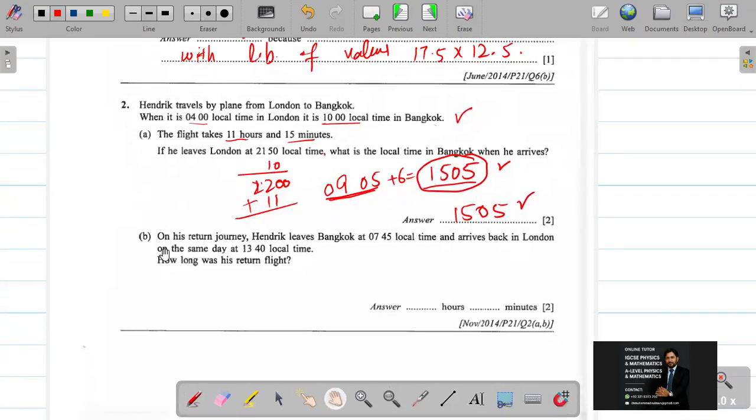Now he is saying that on his return journey, Hendrik leaves Bangkok at 7:45 in the morning local time and arrives back in London on the same day at 1:40, local time. How long does he take for his return? 7:45 should be used to get the length of his flight. Bangkok 7:45, London 1:40 as the local time.